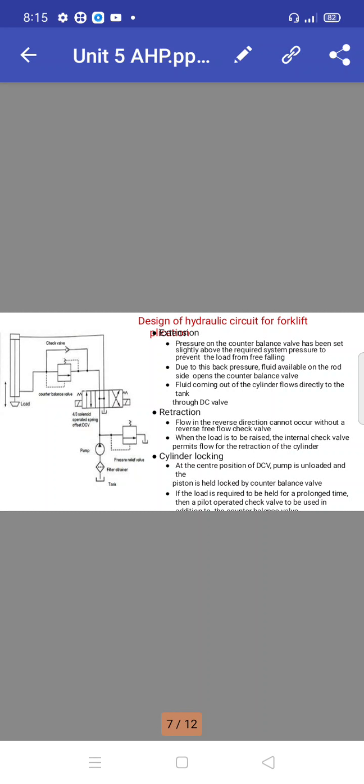Cylinder locking. At the center position of the DCV, the pump is unloaded and the piston is held blocked by the counterbalance valve. If the load is required to be held for a prolonged time, then a pilot operated check valve is to be used in addition to the counterbalance valve.